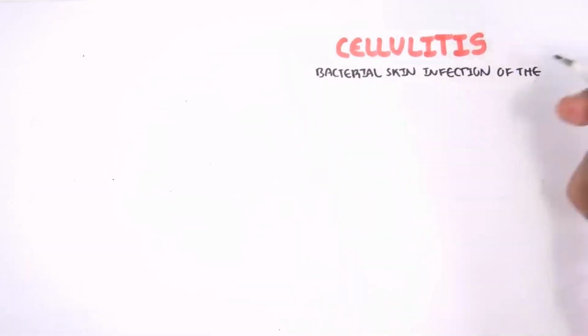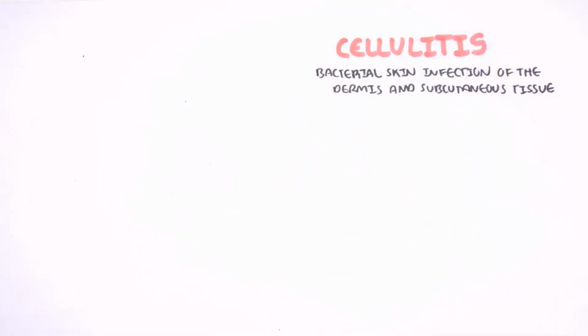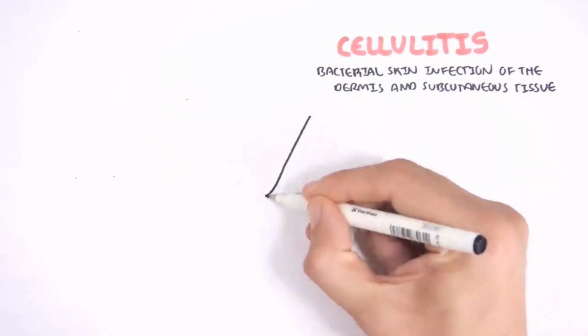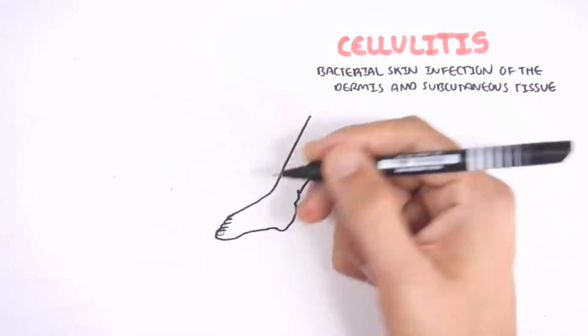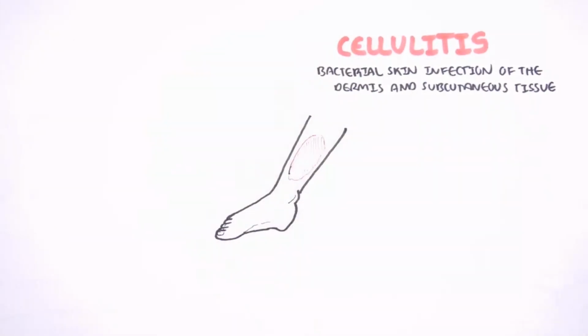Hello, in this video we're going to talk about cellulitis and erysipelas, which are bacterial skin infections. Cellulitis is a bacterial skin infection of the dermis and the subcutaneous tissue. The normal presentation of cellulitis is an infection in the lower limb, such as near the tibia, for example.